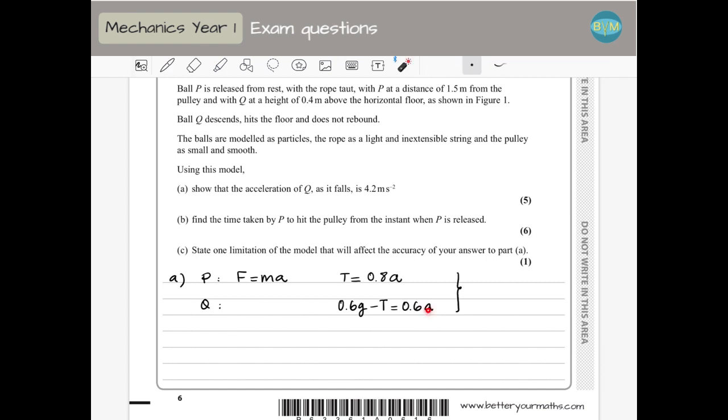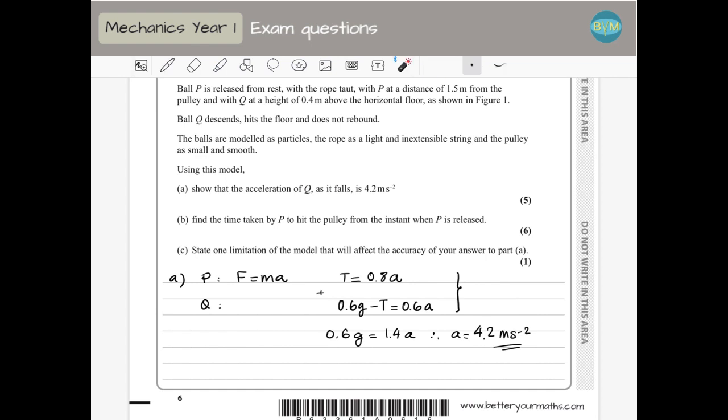To find the acceleration, I just have to eliminate T. So for example, I can add the equations because that way I have T and minus T. So if I add them, on the left hand side I have 0.6 G, and on the right hand side I have 0.8 A plus 0.6 A, which is 1.4 A. Therefore A is just 0.6 times 9.8 divided by 1.4, which is the 4.2 that we needed to find. So quite a quick question.